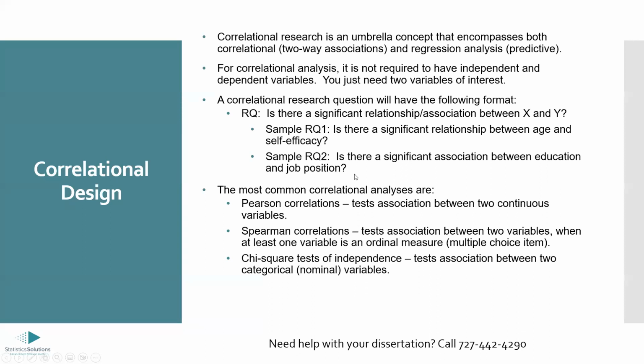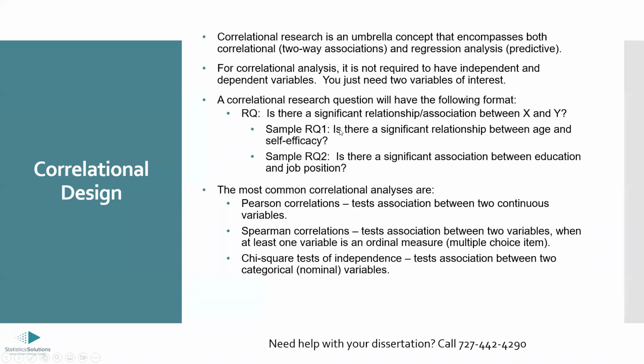And depending on the level of measurement for these variables, you can run a particular analysis. If you have two continuous level variables, two numeric variables that fall on a continuum or a scale, you can run Pearson correlations. If you have two variables that at least one has a multiple choice format and it's ordinal, something like education, where it goes up a ladder, bachelor's, master's, PhD, or if you're looking at an individual Likert scale item from strongly agree to strongly disagree, that's when you can run Spearman correlations. A chi-squared test of independence, that's used when you have two categorical factors.